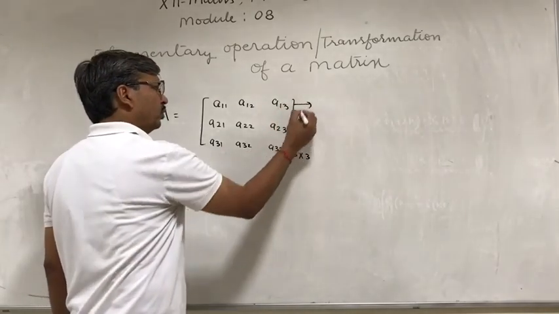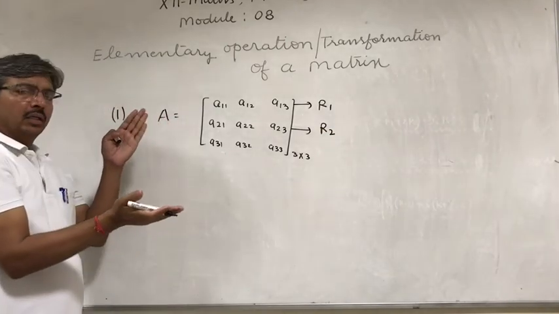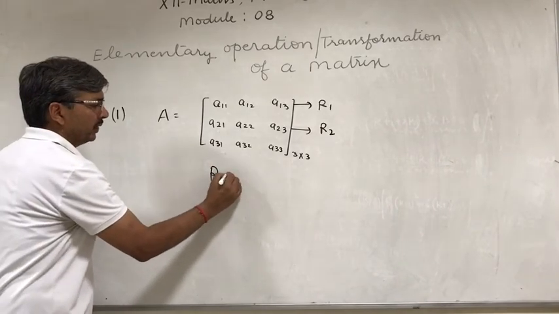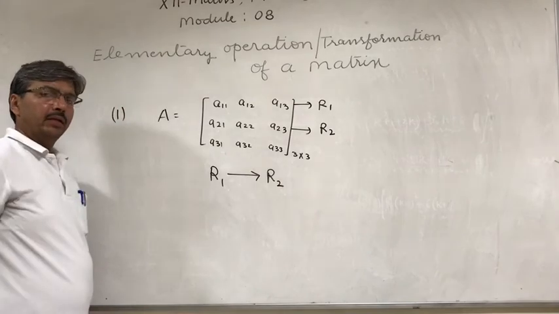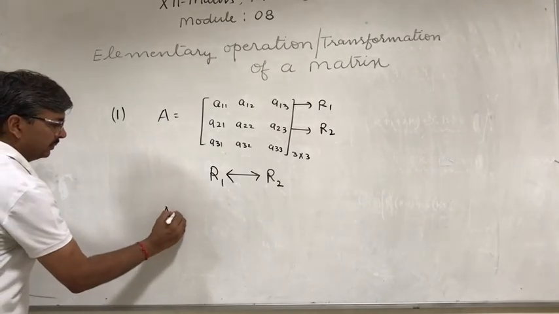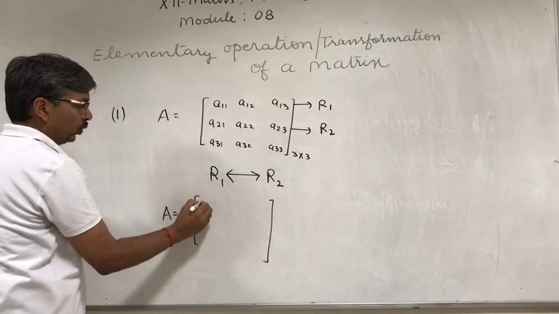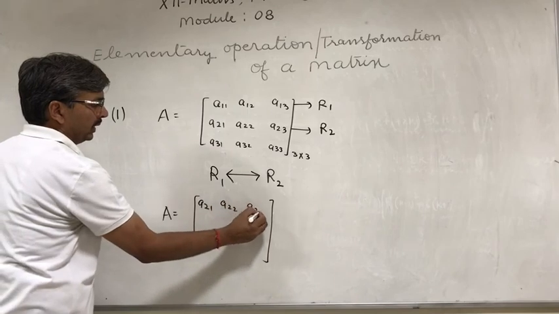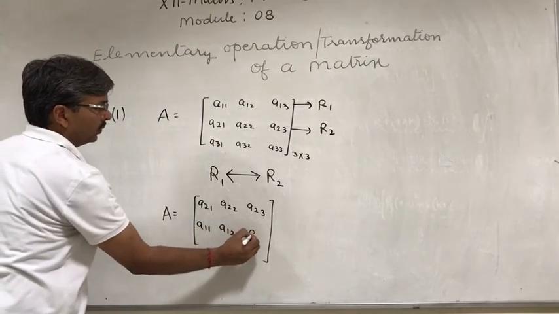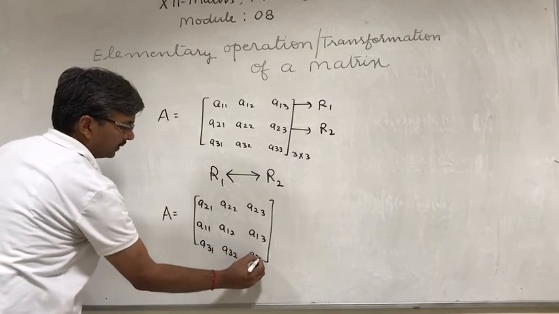If we want to interchange row 1 and row 2, then we will write here R1 change to R2 and R2 change to R1, and the matrix will become A21, A22, A23, A11, A12, A13, A31, A32, A33.